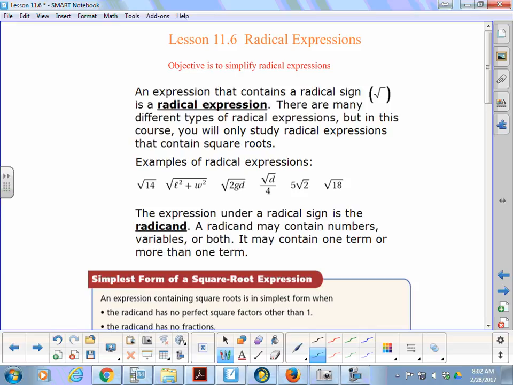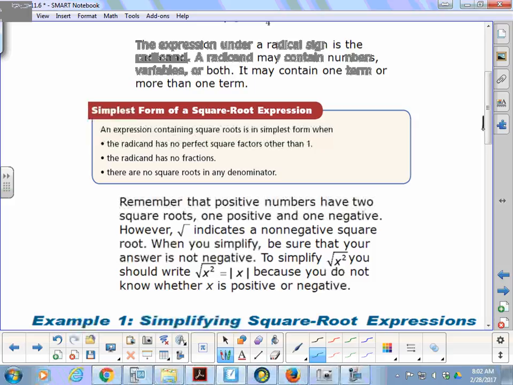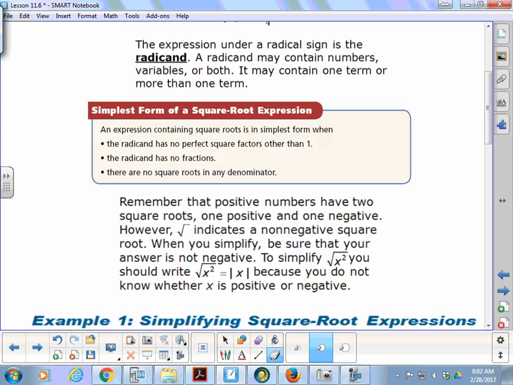The part underneath the radical sign is called the radicand, and it may contain numbers, variables, or both. It may contain one term or more than one term. So the simplest form of a square root expression or radical expression is when the radicand has no perfect square factors other than 1. It has no fractions, and there are no square roots in any denominator.